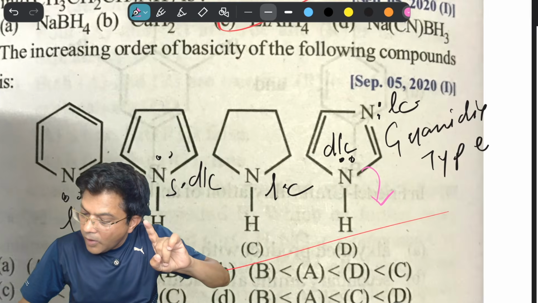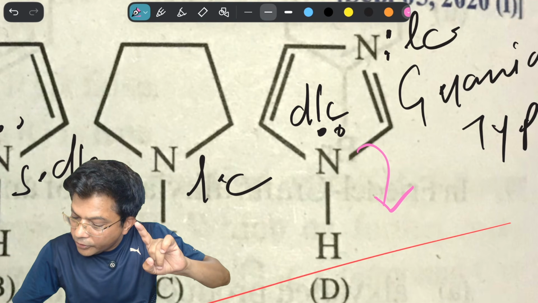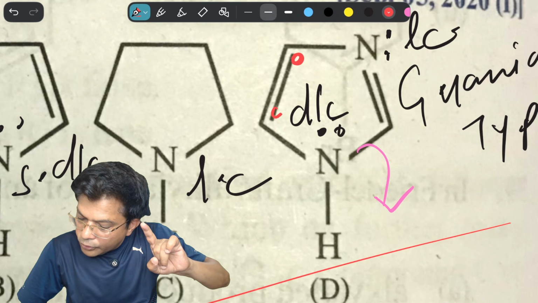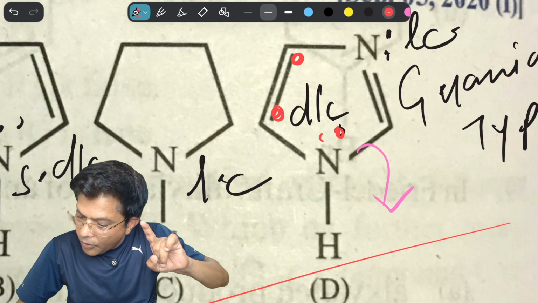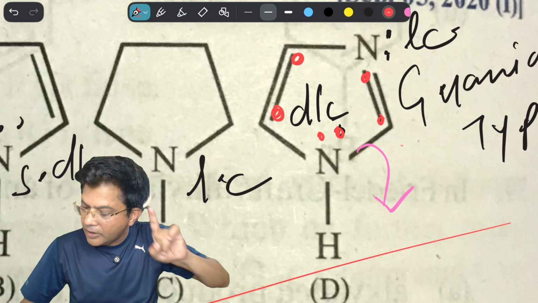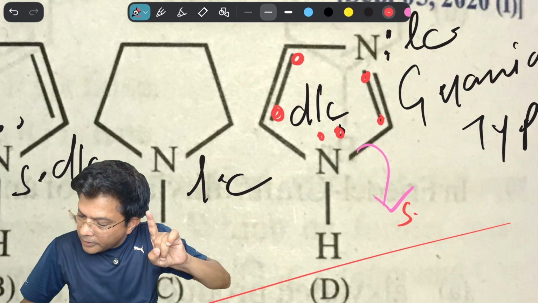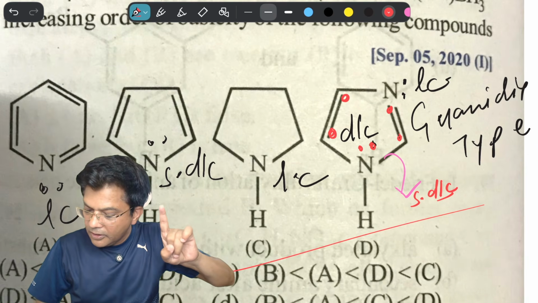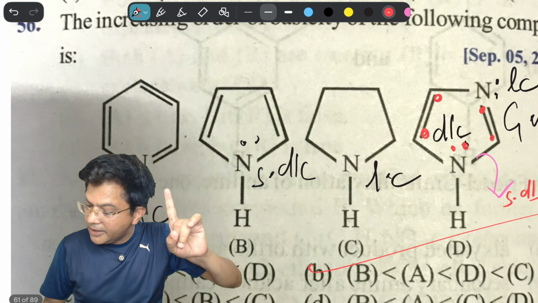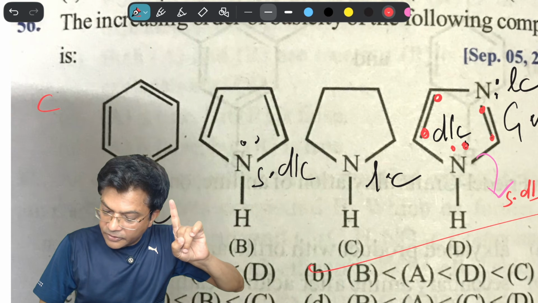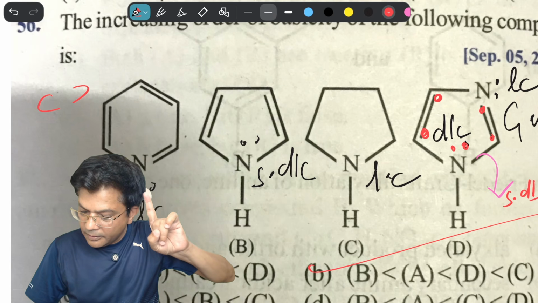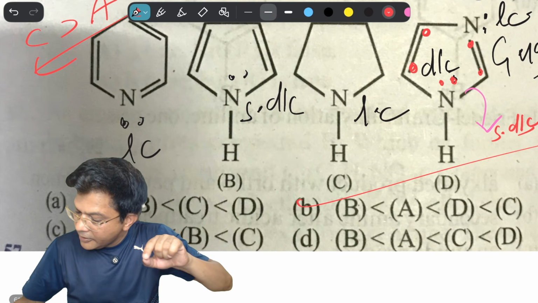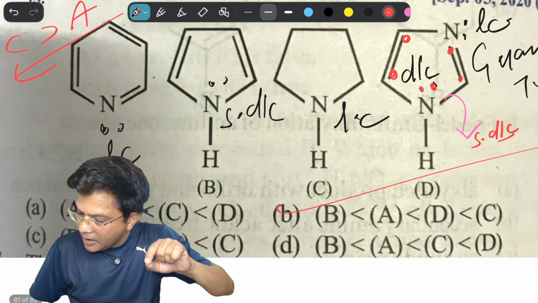See, why is it involved in aromaticity? Let me show you. 1, 2, 3, 4, 5 and 6, Huckel's rule. So it is super delocalized. So my dear students, where is the super delocalized? B and D will be at the last. So maximum is C, then A. It must be like CA and last they will be B and D.